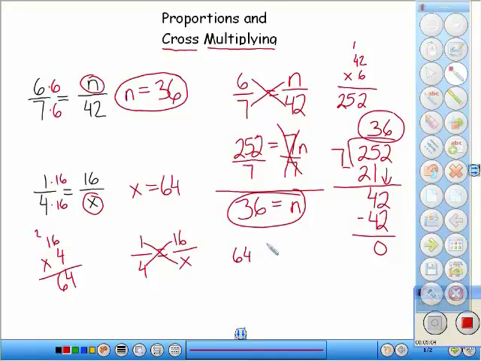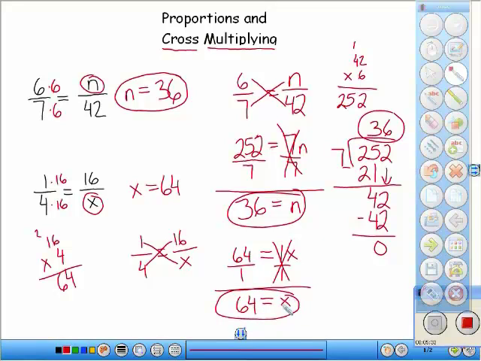If you didn't know that, you could write it off to the side. 64 equals 1 times x. And what's 1 times x? 1 times x is 64. And if I wanted to do the same thing that I did up here, I could get rid of the 1 by dividing it on both sides, which really gets rid of that. So I'm left with x equals 64 divided by 1, which is 64.